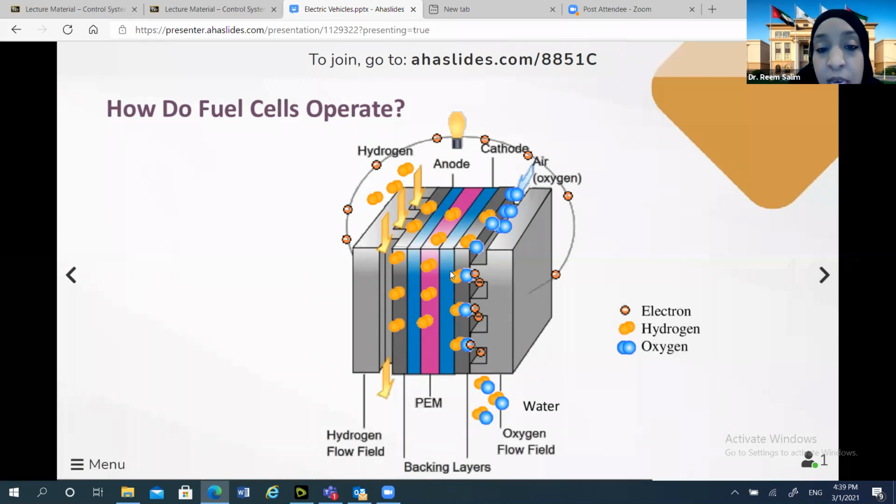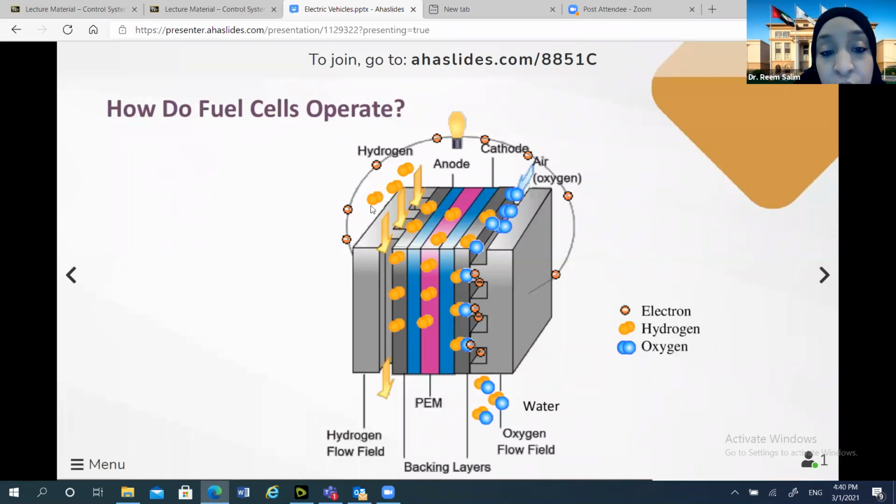In this cell, we have the PEM, which is the proton exchange membrane, which you see in pink, this layer in pink. Then we have a cathode and an anode. This membrane is sandwiched between a cathode and an anode. We have hydrogen fuel connected to our anode, and in our cathode, we take oxygen from air. Oxygen is available in abundance in air, so we take it from there.